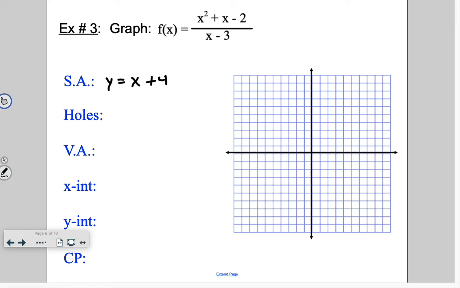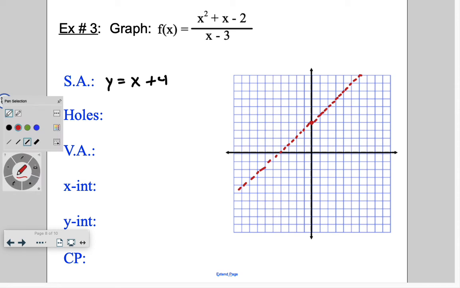So now, we need to graph that. We need to graph that line. Y-intercept of 4 and a slope of positive 1. Okay? Therefore, up 1 over 1. So there's where the slant asymptote occurs.